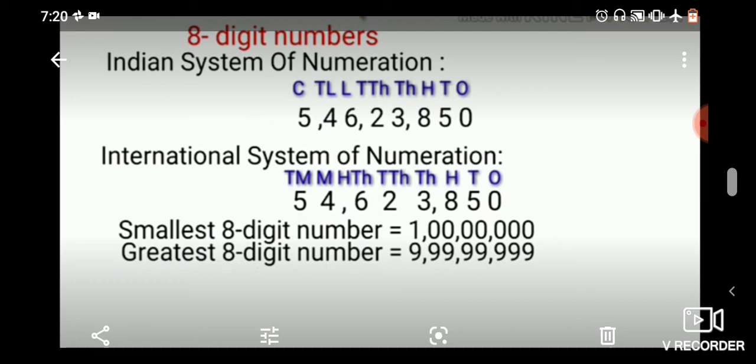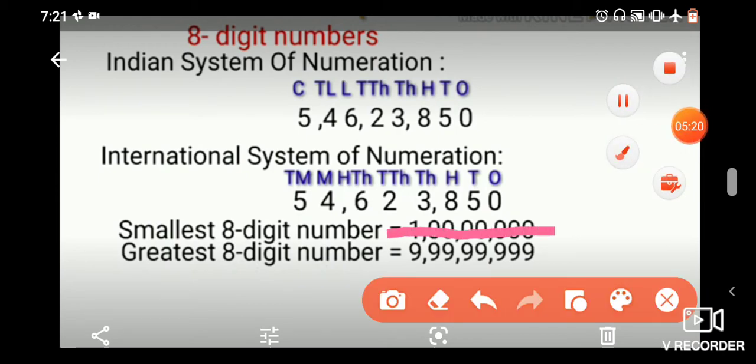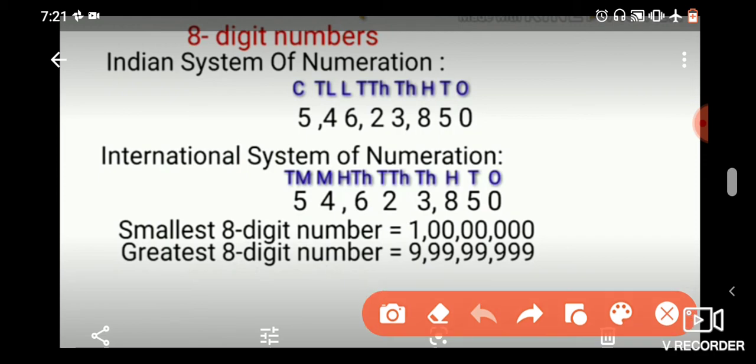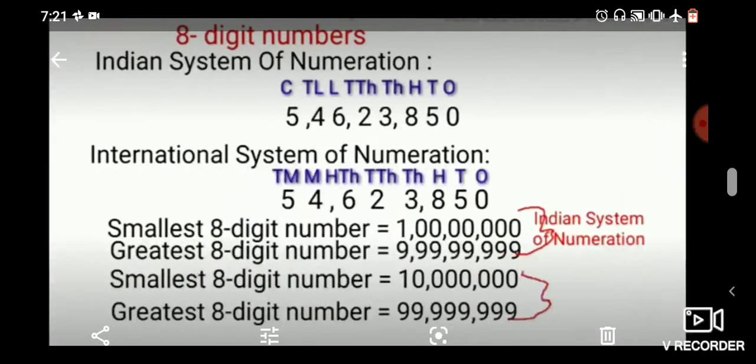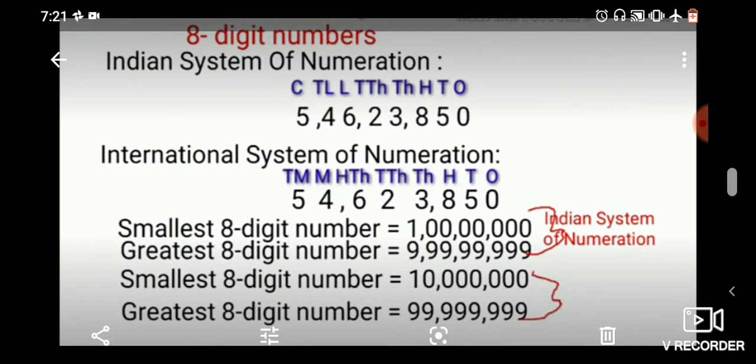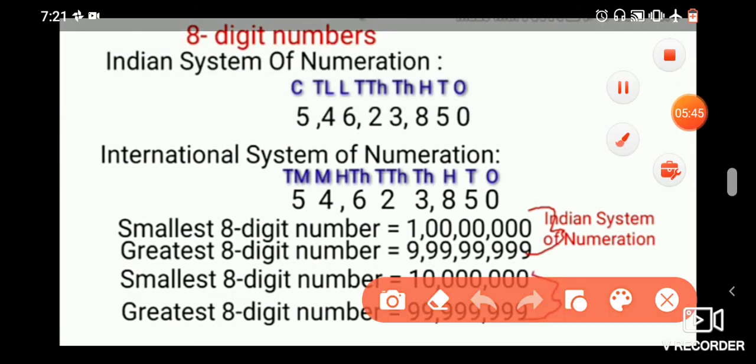I hope students you are getting how to read the number. It means that in numeration, the smallest 8-digit number is 1 crore. 1 crore, I'm reading correctly. This is 1 crore in the Indian system. And the greatest 8-digit number is 9 crore 99 lakh 99,999. But in the international system the numeration is different: the smallest 8-digit number is 10 million.